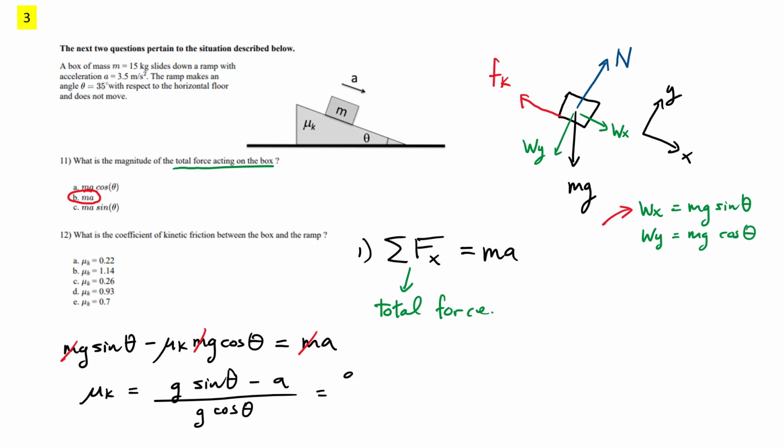And now I substitute all my values. I get 9.8 times sine of 35 degrees minus the acceleration, which is 3.5, and here you get 9.8 times cosine of 35 degrees. If you go ahead and do that in the calculator, I think I got an answer of 0.26 for the coefficient of friction. Going back to my choices, that probably looks like choice C would be the best answer for that one.